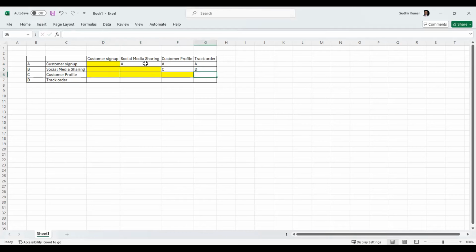Now, let's compare customer profile with every other requirement. Customer profile has been compared with every other requirement. Now, customer profile and track order is left. Which one should be at the top? Customer profile or track orders? Track orders. But we have a customer sign up, so with sign up we can do order management. See, we all have accounts on Amazon. Even without completing the profile, we can buy, right? So it should be track orders. So what should that be? D.